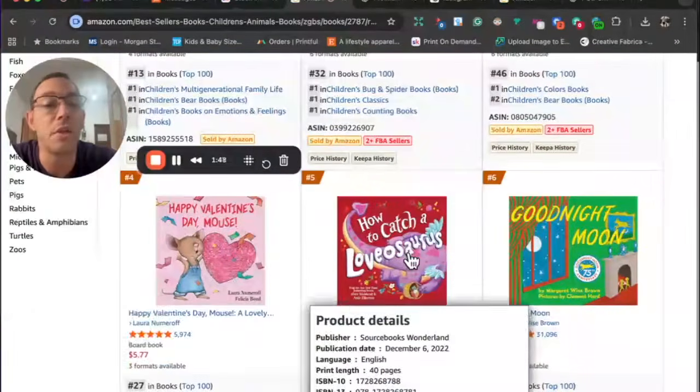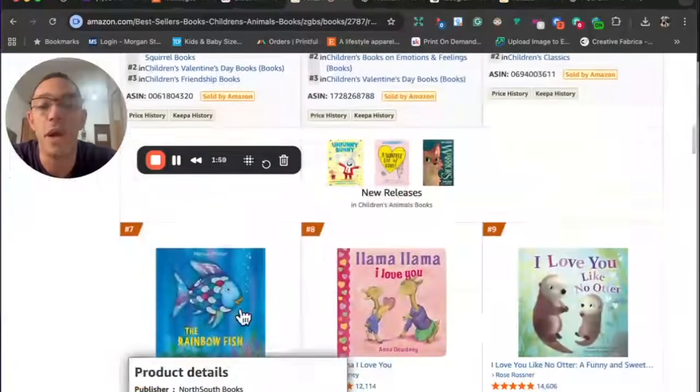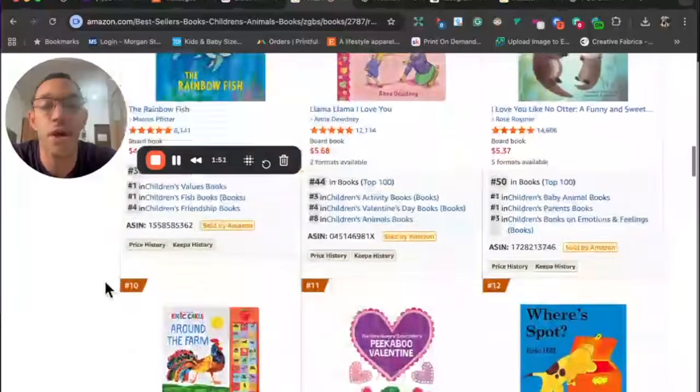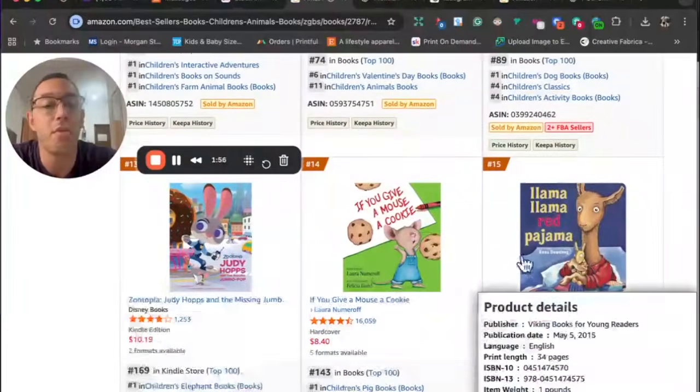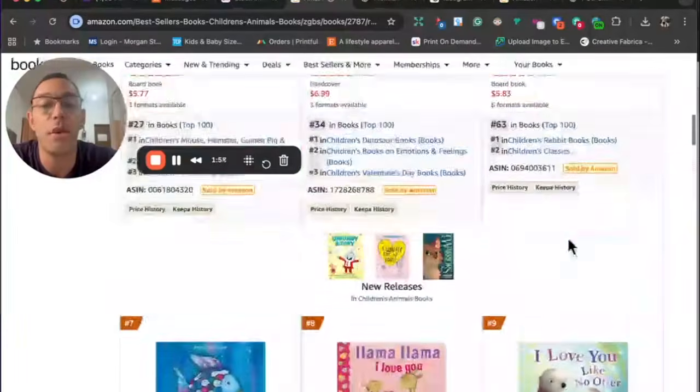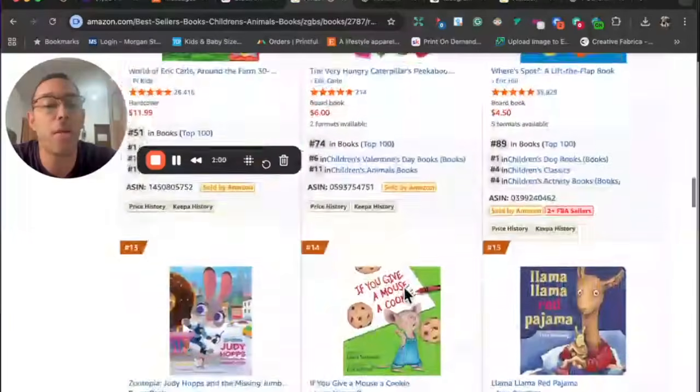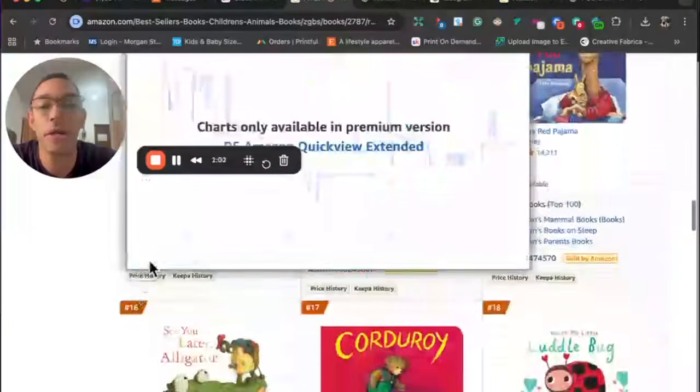Looks like we got a mouse here, a dinosaur, a fish, a llama, an otter. What's that? A rooster. Okay, so we have another llama one. Is that the same one? Llama. It could be the same author. Okay, so I think it is.